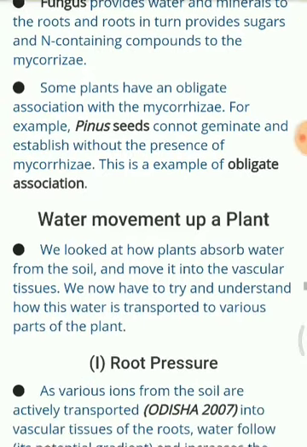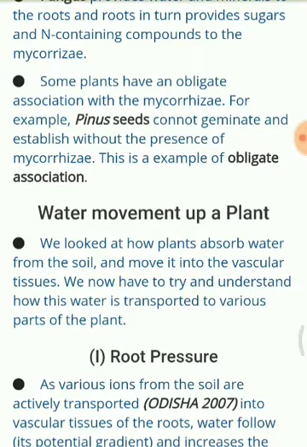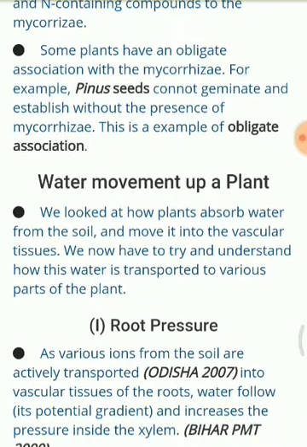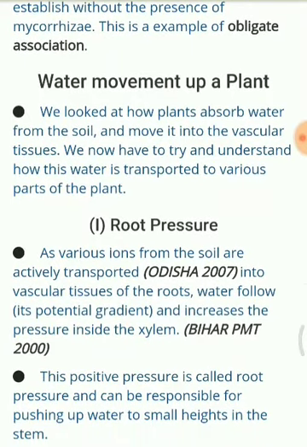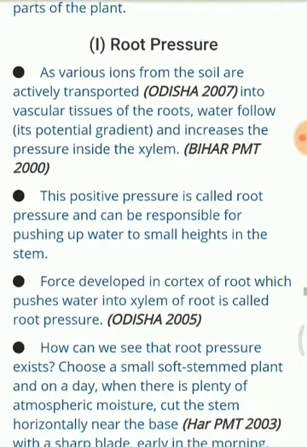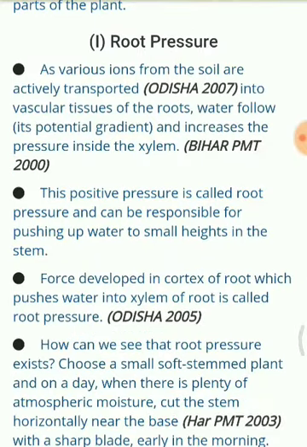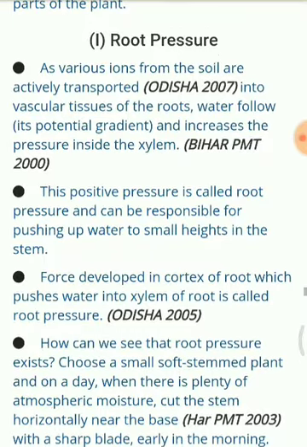Water movement up a plant. We looked at how a plant absorbs water from the soil and moves it into the vascular tissues. We now have to try and understand how this water is transported to various parts of the plant. Root pressure. As the various ions from the soil are actively transported into the vascular tissues of the root, water follows its potential gradient and increases the pressure inside the xylem. This positive pressure is called root pressure and can be responsible for pushing up water to small heights in the stem. The force developed in the cortex of the root which pushes water into the xylem of the root is called root pressure.